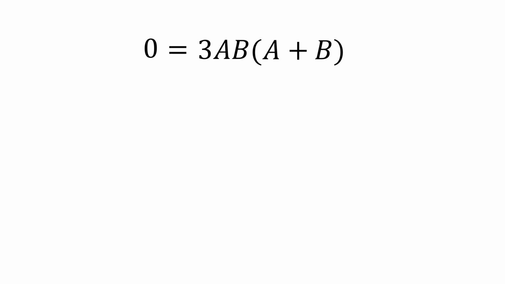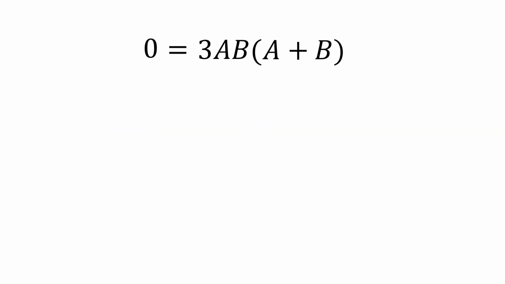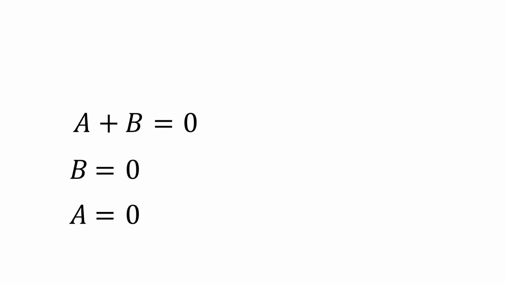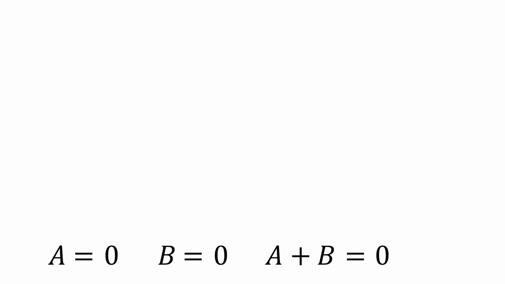And whenever a product equals 0, the zero product rule tells us exactly what to do. At least one of the factors must be 0. The constant 3 can never be 0. So only 3 possibilities remain. Either a equals 0, or b equals 0, or a plus b equals 0. Instead of solving one difficult equation, we now have 3 very easy ones. Let's translate each of them back into x. Let's solve them one at a time.